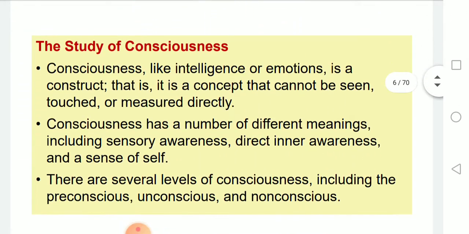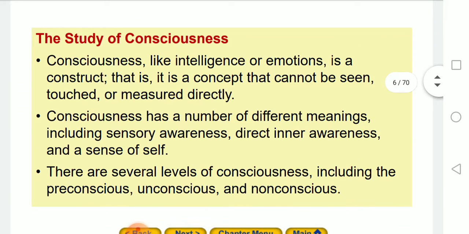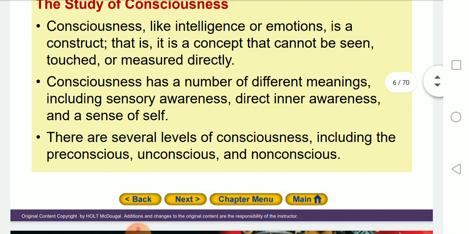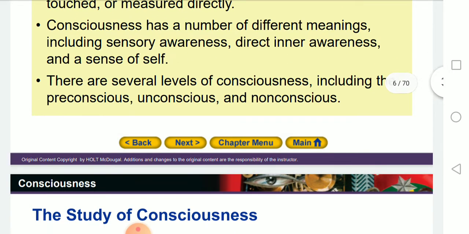The study of section 1, let's talk about here the study of consciousness. Consciousness, like intelligence, emotions, is a construct. That's what it is: a concept that cannot be seen or touched or measured directly. So we are talking here about like emotion, like intelligence. It can't be measured directly and can't be touched. So this is called a construct also.